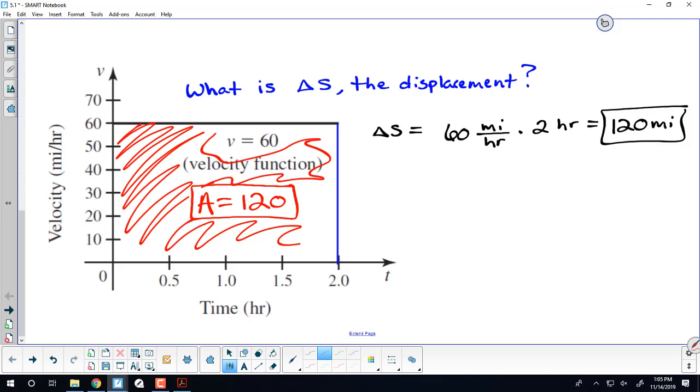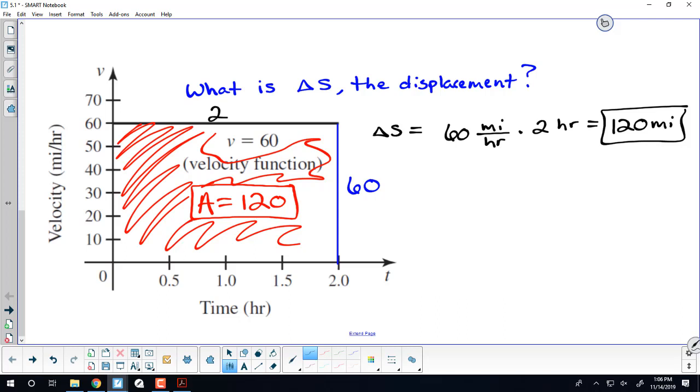So we have a height of 60 and a length of 2. So that could be square miles, right? No, if we're just talking about displacement, we would have the miles per hour times the 2 hours, which would cancel out the hours. It's just confused with the area, because area is usually in square units. So the area here though is the same thing, right? Because the height is 60 miles per hour times the units of the width. So that's the same thing we see here.